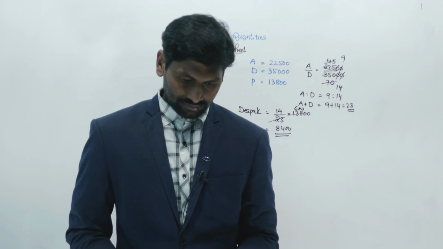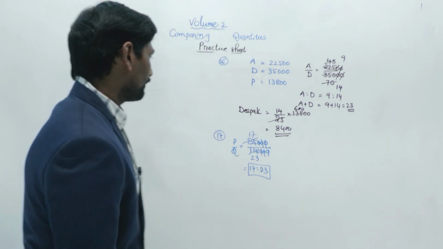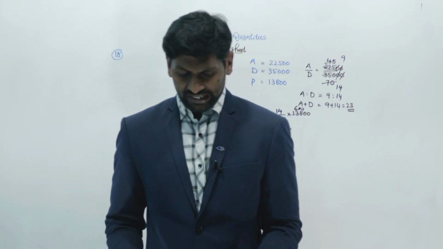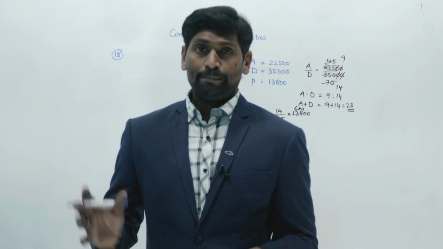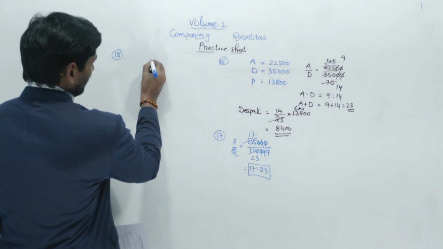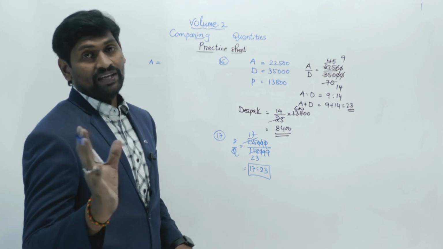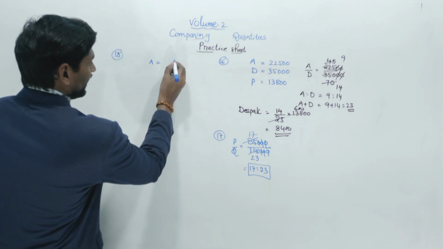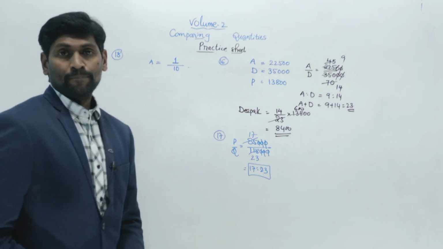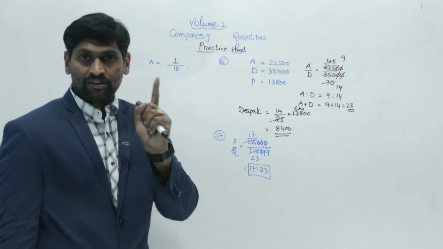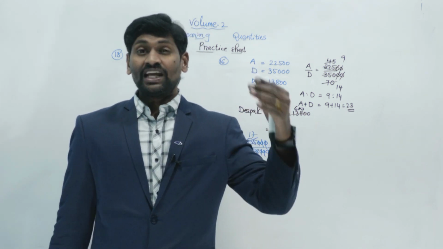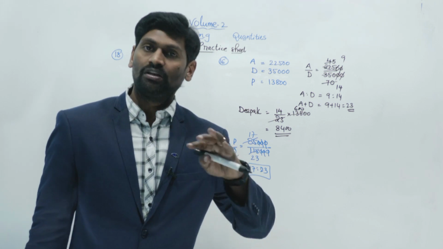Now let us go to problem number 18. A does a work in 10 days. That means person A can complete a work in 10 days. So we can consider work and number of persons in fractional form. A can complete the total work, one work, in 10 days. That means he can do 1 by 10 in 1 day, 2 by 10 in 2 days, 3 by 10 in 3 days, and 10 by 10 in 10 days, the entire work will be completed.